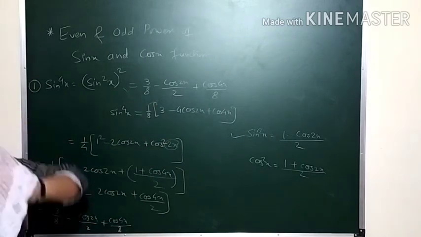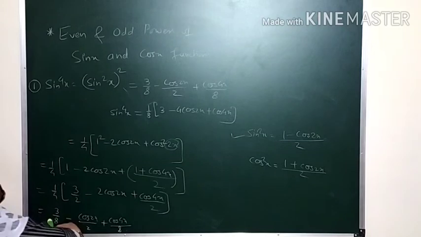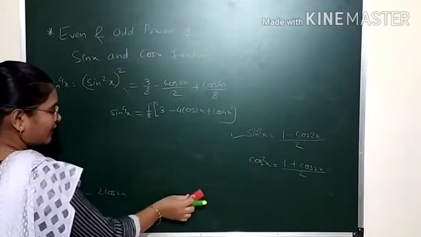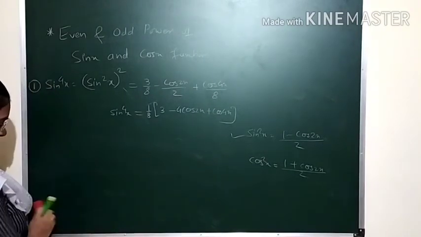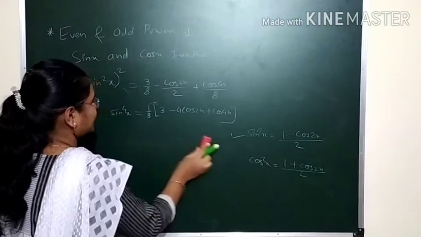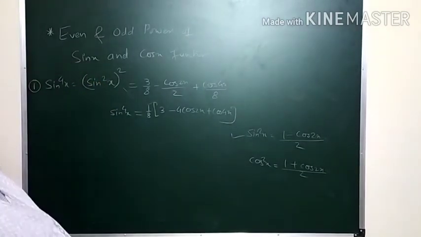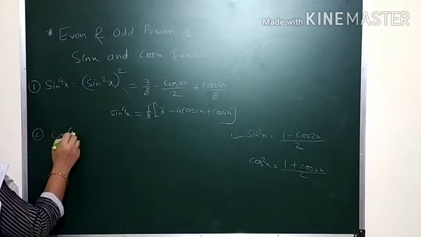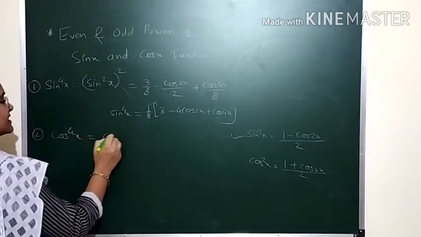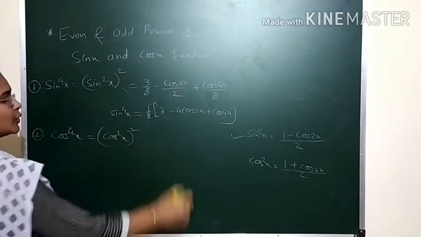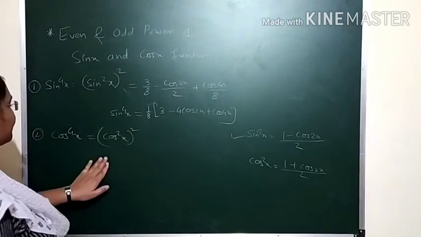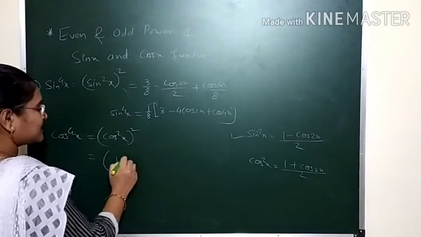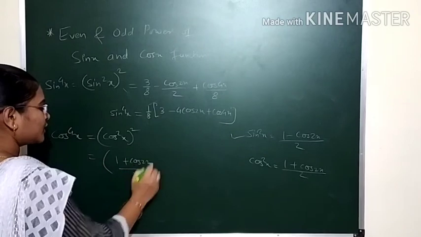So the same we will write for cos also. Will you try it or may I solve? Okay, I will solve this. Second one, cos raised to 4x. We can write this as cos square x raised to 2. Similarly for cos square x, it is (1 plus cos 2x upon 2) whole square.